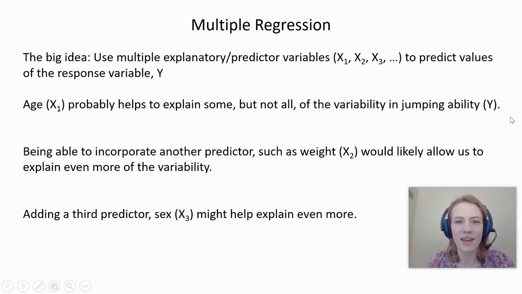All right, so with the cats, age on its own is probably a somewhat useful predictor of jumping ability. But if we did a linear regression between those two variables, our R squared value, I'm sure, would not be 1.0. We wouldn't be able to explain all the variability. So if we could add in another predictor, like weight, we could probably improve our predictions. And add in a third predictor, such as the sex, maybe we could explain even more. After all, with human athletes, males can jump higher than females on average. So maybe it's the same for cats.